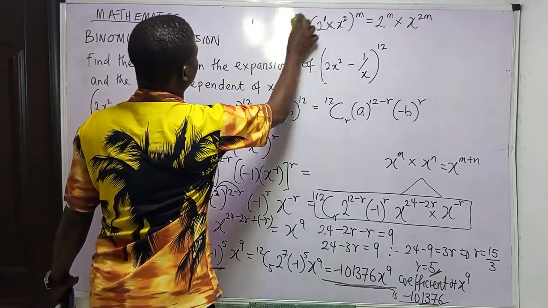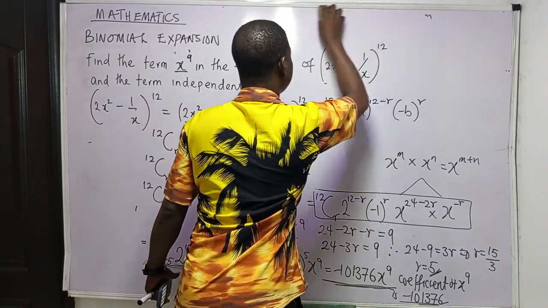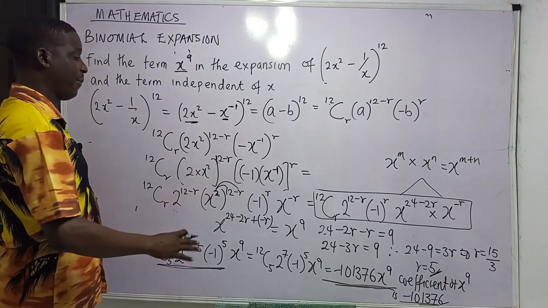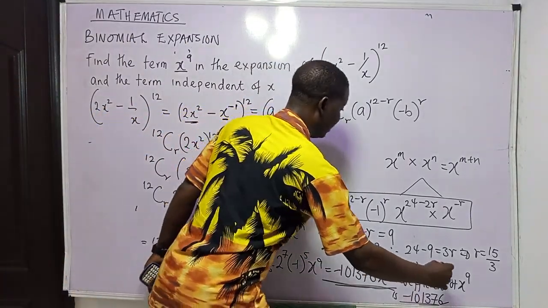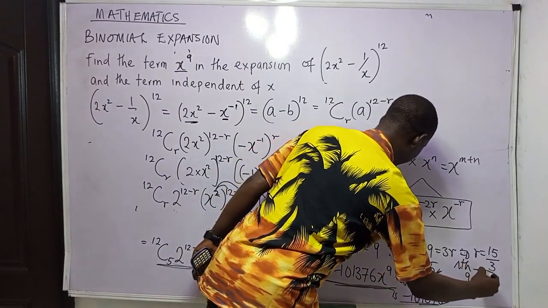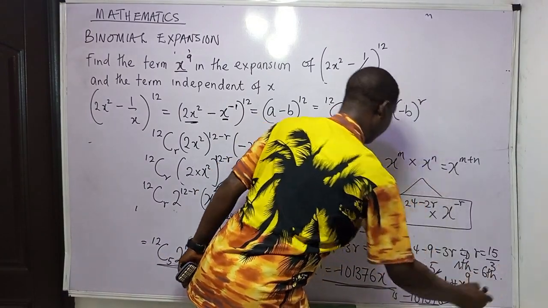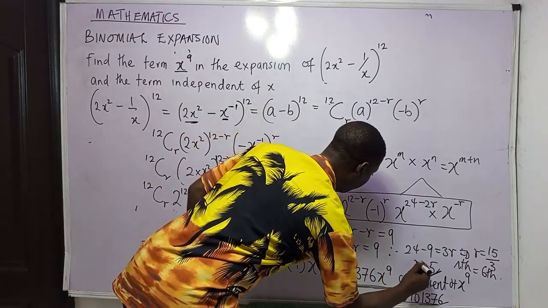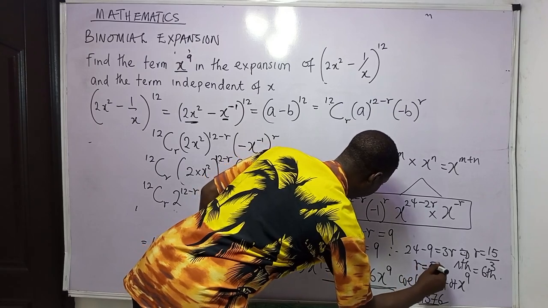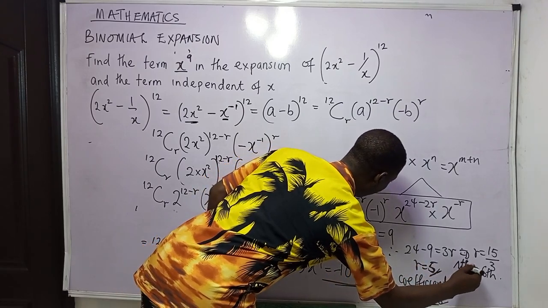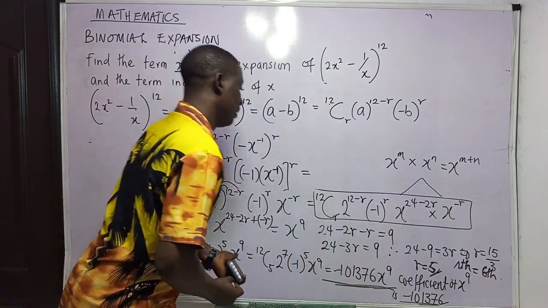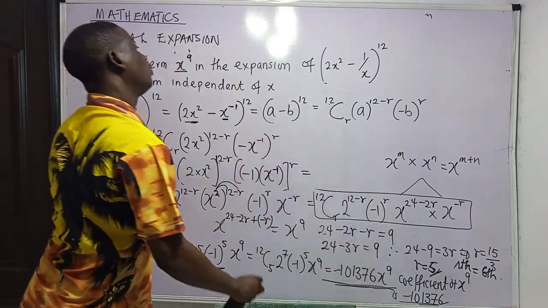The only adjustment I will make here: if they ask what term this one is, you know your r is 5. Your n term is equal to 6. Don't forget to get the n term when you have gotten your r. If r equals 5, your n term will be equal to 6. It's as easy as that. So we are done with that one.